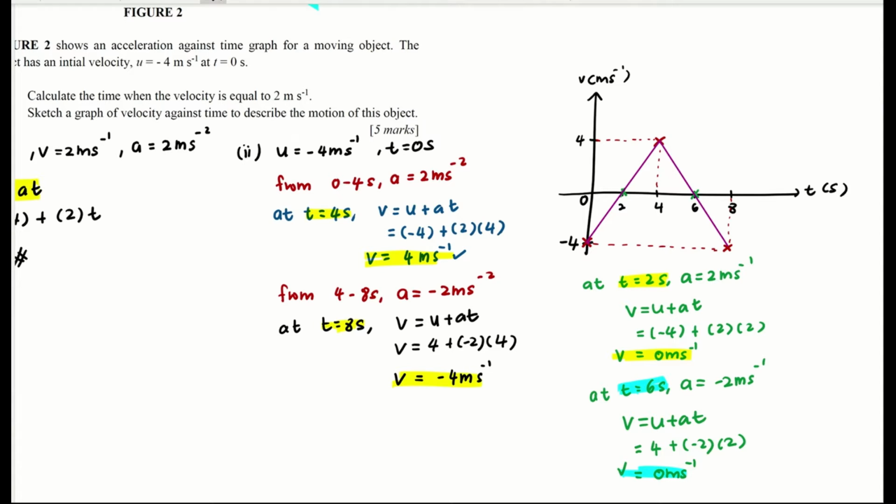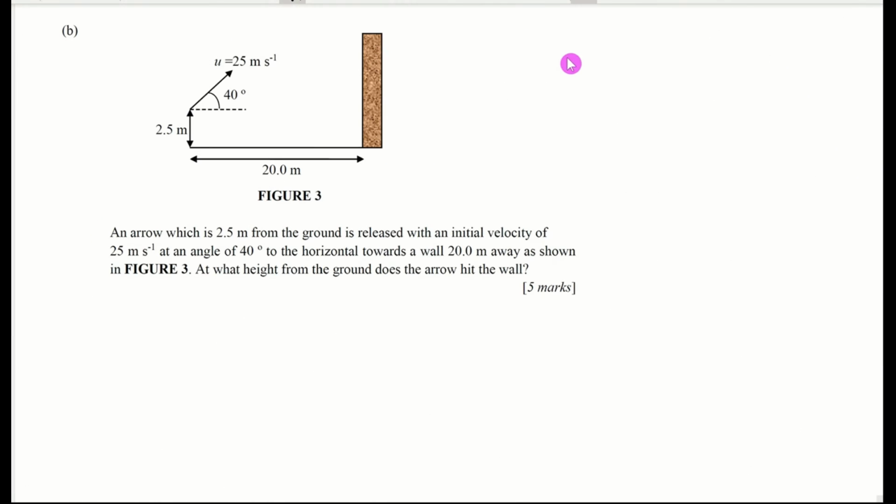So now let's proceed to question 2B. Alright, question 2B. So here we have an arrow which is 2.5 meters from the ground. So let's say this is the ground. So it is 2.5 meters from the ground. So the launching point is here. Okay, so this is the launching point.